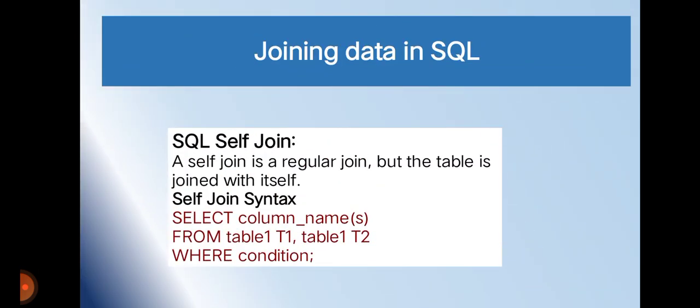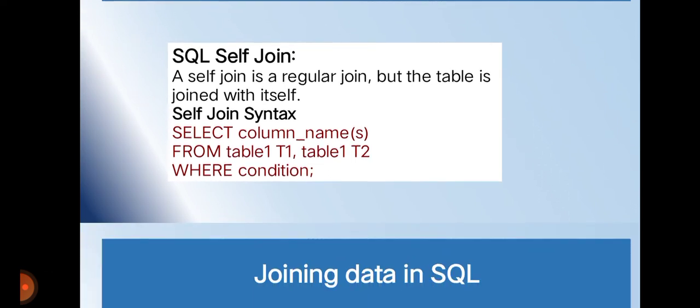So self join syntax is very simple and clear. We will have to select column names from table 1 and table 2, and where we have to apply the condition clauses.